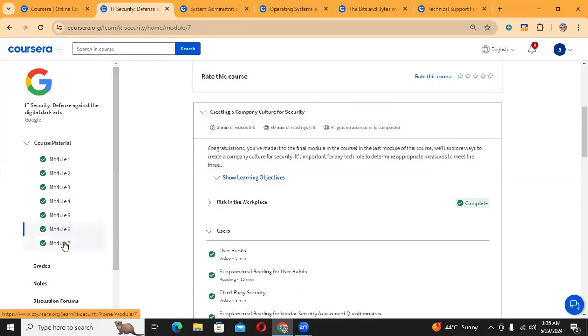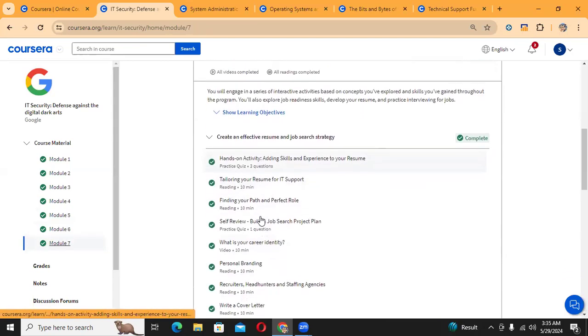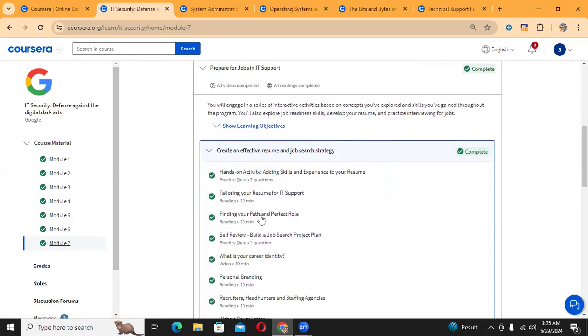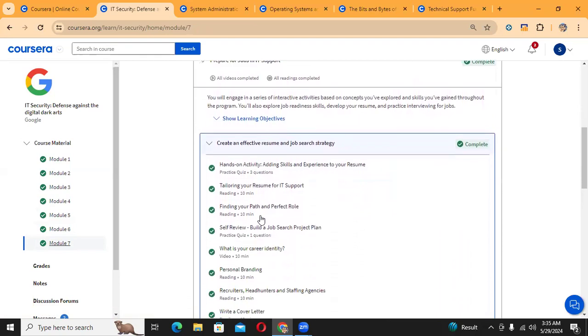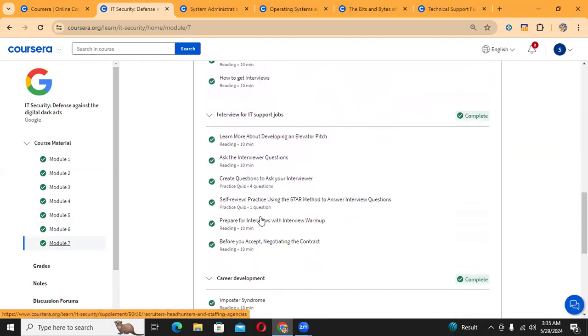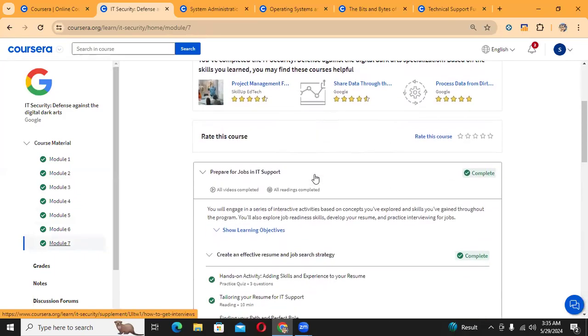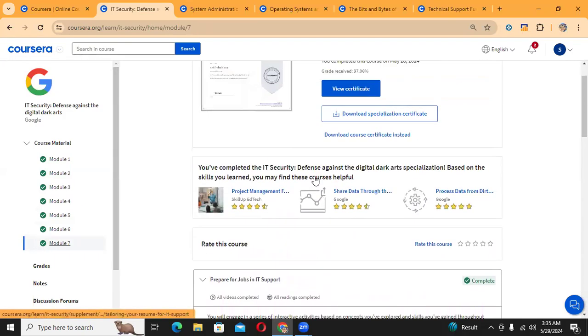The final module does not have any quiz or anything. We have only the support to prepare for jobs in IT support. This is about job skills and how we can find a job in IT support.